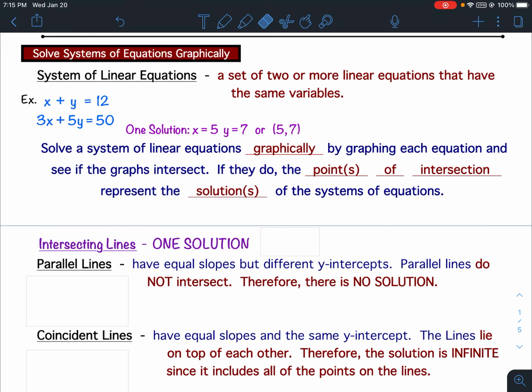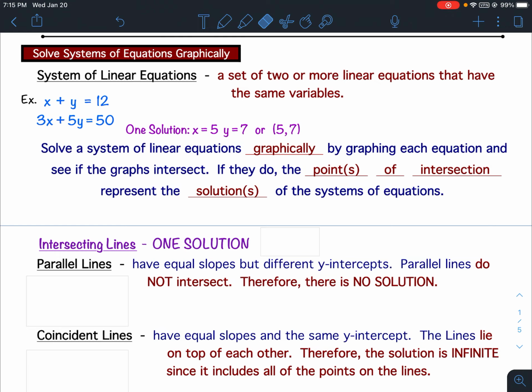If you remember back when we did the solving multi-step equations, there were 3 types of solutions: one solution, no solution, and infinitely many solutions. Well, that's going to be the same thing here. We're going to have intersecting lines are one solution problems.